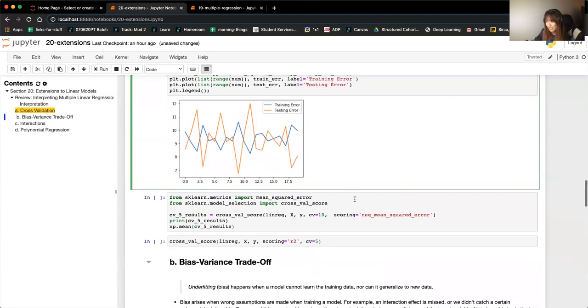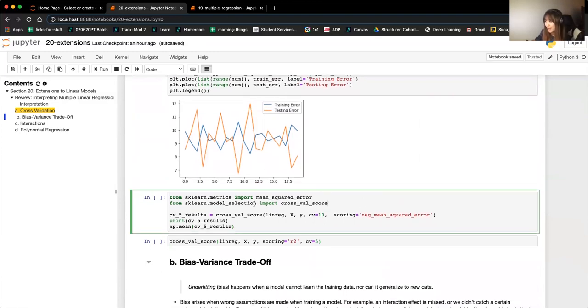So what we can do is cross-validation, where you can find a cross-validation score. Here we're running our linear regression model, and because cross-validation is 10, it's going to do 10 rounds, training on 90% and testing on 10%.